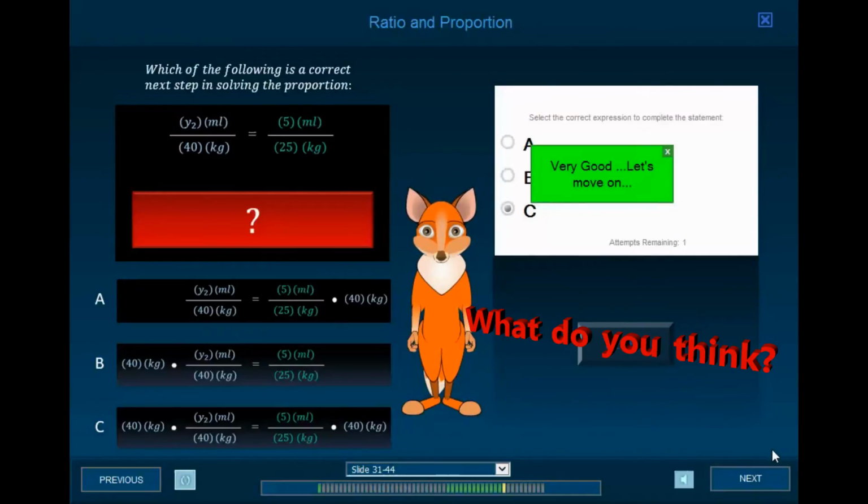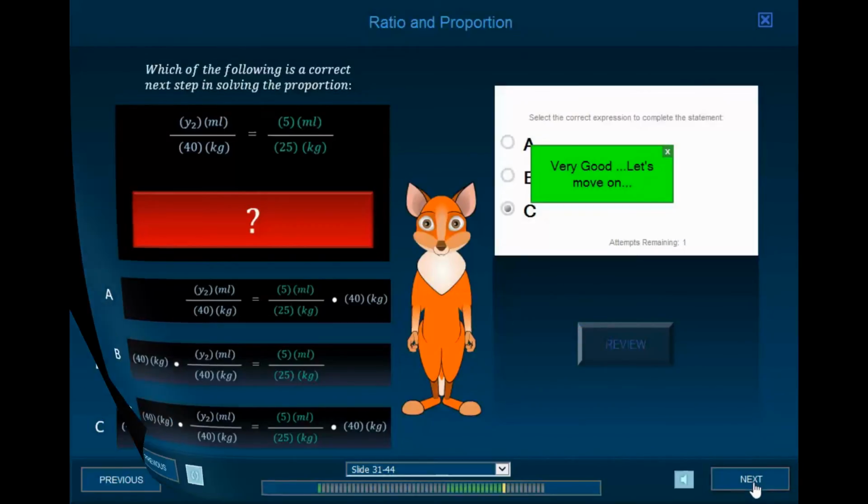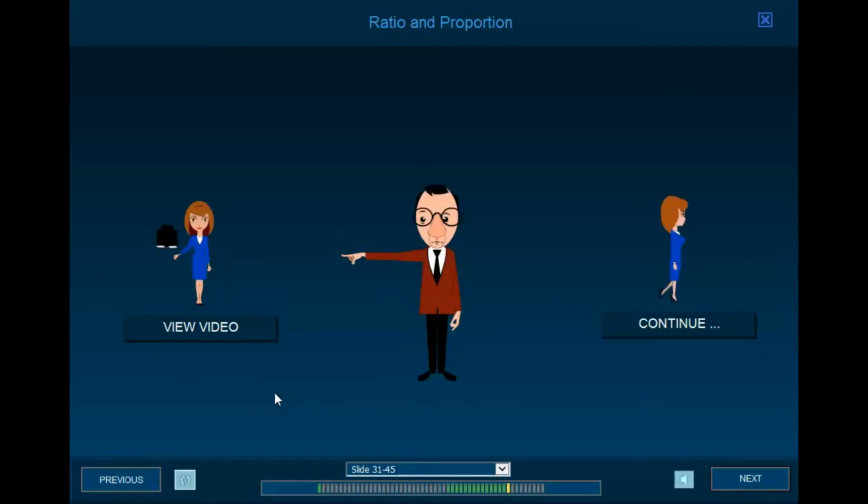Good. Answer choice C is the next step. Click here as we go on with our solution of the proportion. When you're done with the video, be sure to click here to continue with your work.